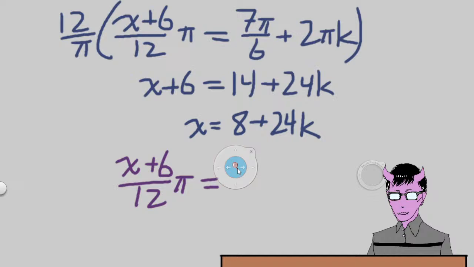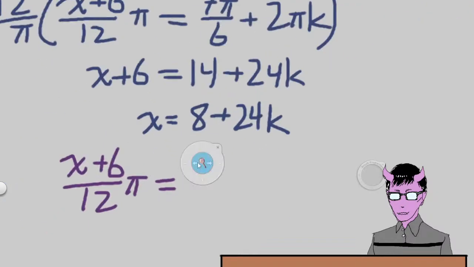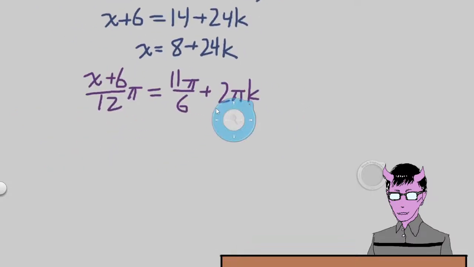We're going to force that to be equal to the other scenario, which is 11π/6. That's just one angle, that's just one answer. We need infinite, so we need to put plus 2πk. And that should capture all the scenarios. We just need to solve for x, so some manipulation is in order.